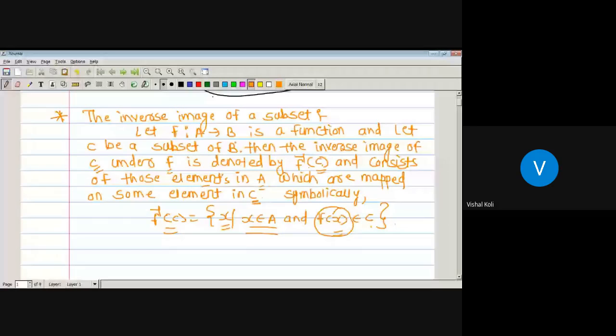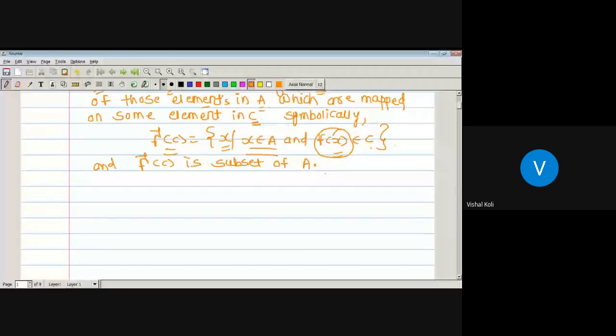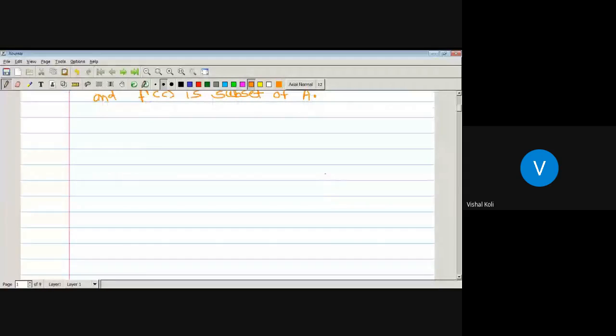Then this collection f inverse of C is nothing but the inverse image of a subset C. And since f inverse of C contains elements of A, f inverse of C must be a subset of A. Okay, that is the inverse image of a subset.